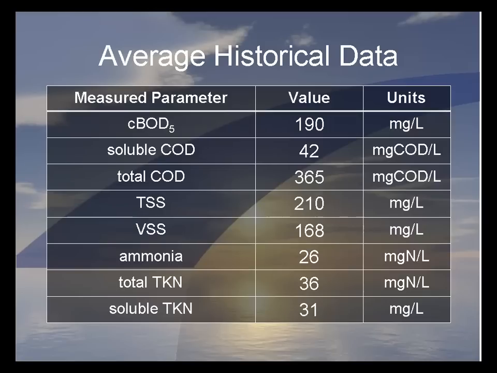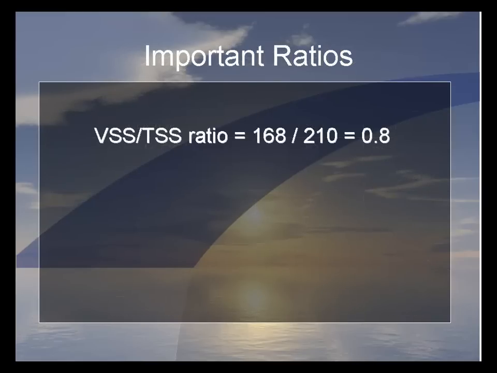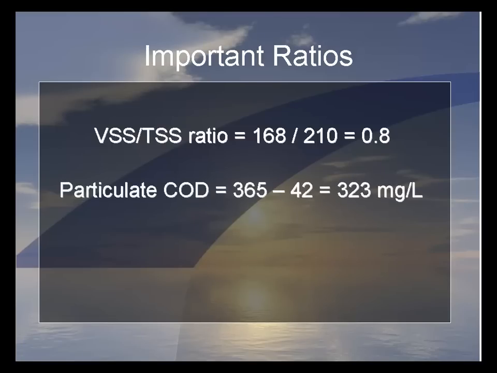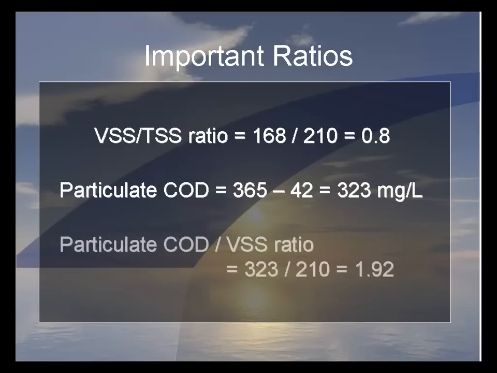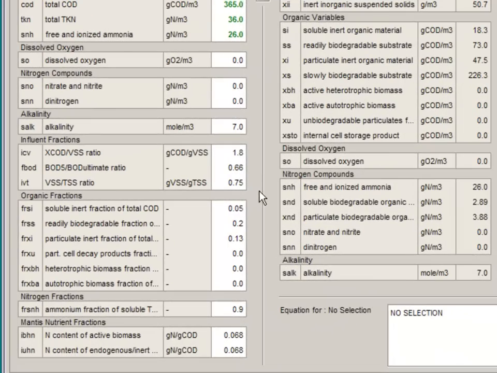Now we have enough information to calculate those ratios, the VSS and TSS numbers, as well as the soluble and total COD. The VSS to TSS ratio is a straightforward calculation using the numbers from the table. We can calculate the particulate number by subtracting the soluble from the total, and then taking that as a ratio over the VSS. These numbers can be entered directly into Influent Advisor. Once that is done, the remaining calculations are automatically updated.